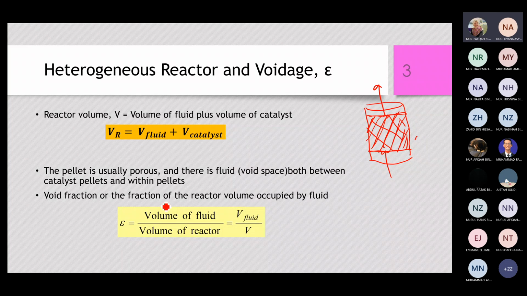Void fraction, or the fraction of the reactor volume occupied by fluid. So void fraction equal to volume of fluid divide with the volume of reactor. Volume of reactor yang overall ni. Overall tube ataupun overall vessel or cylinder ni. That's the volume of reactor. Okay, including the volume of fluid and volume of catalyst. So the void fraction equal to volume of fluid divide with volume of reactor.